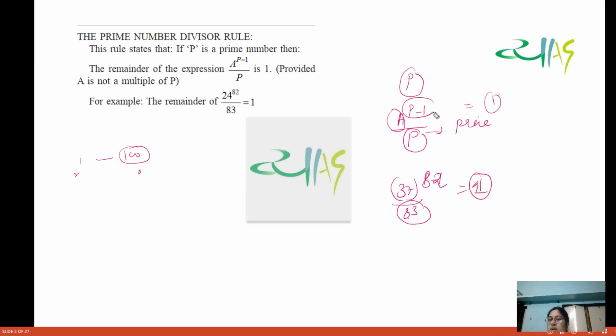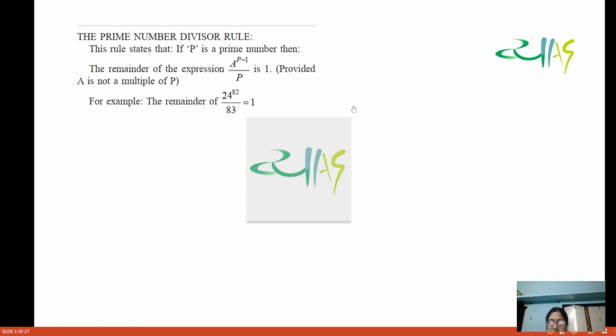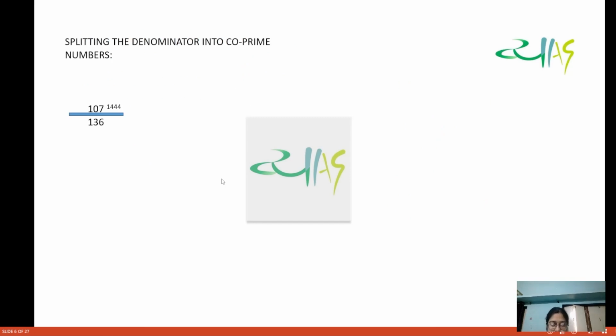So always look out for the powers here. Whenever you get a prime number in the denominator and the power is one short of the prime number p, just write the remainder there as 1 and your work is done.